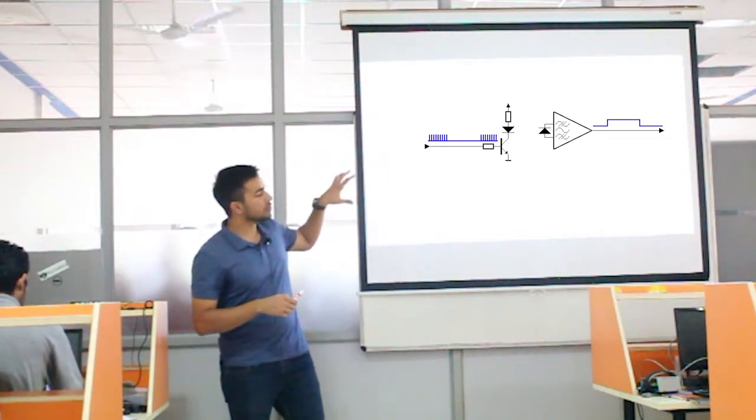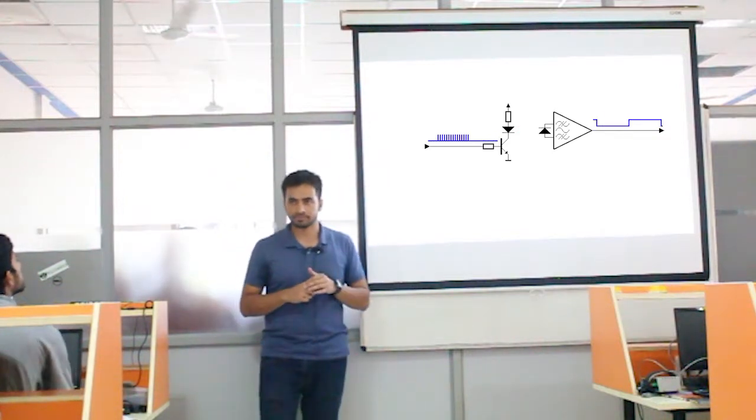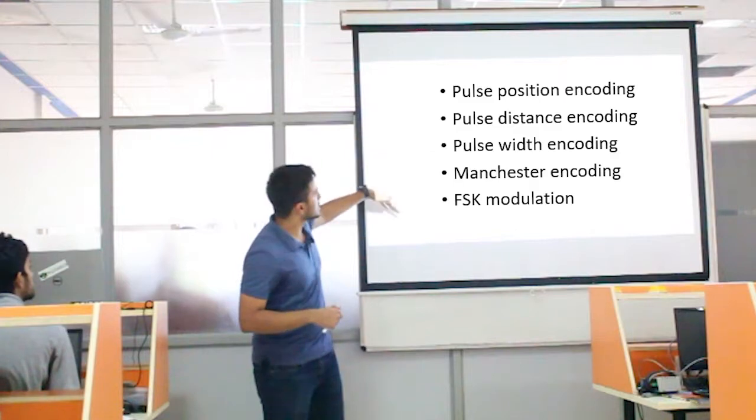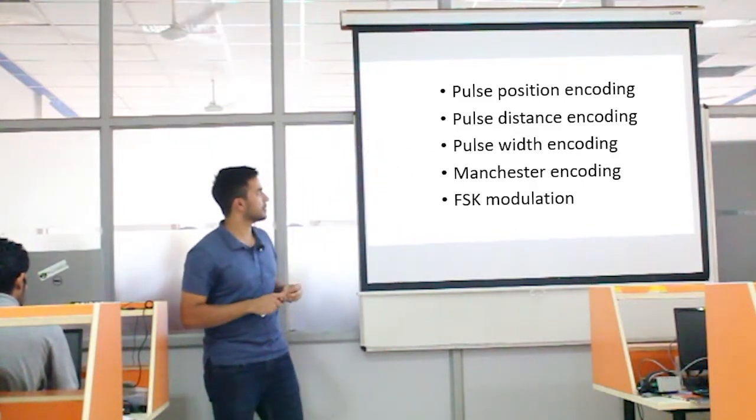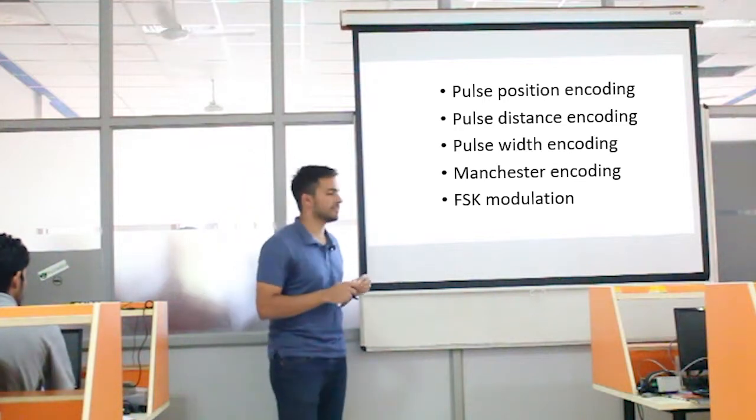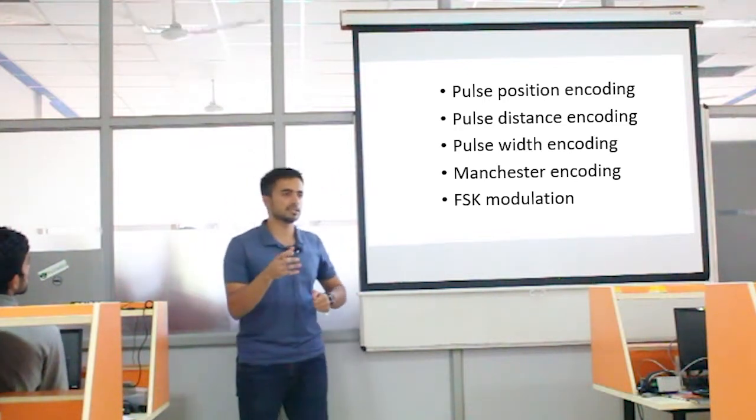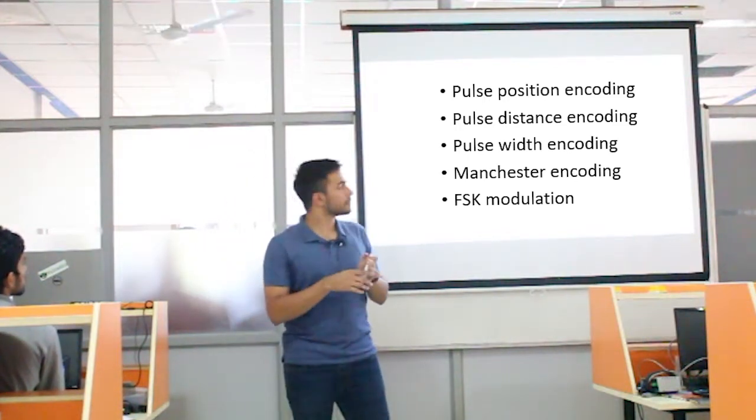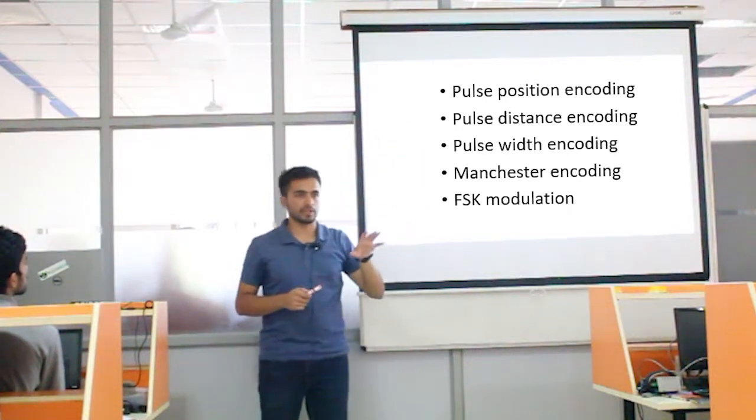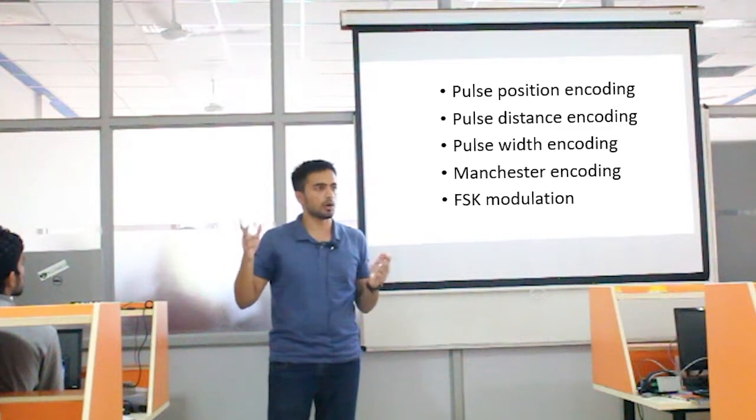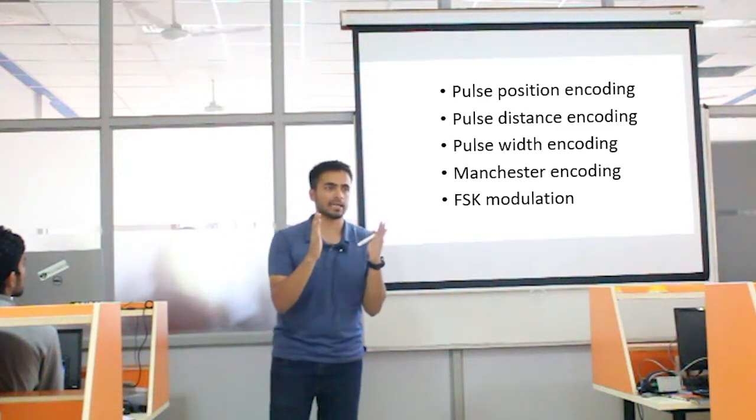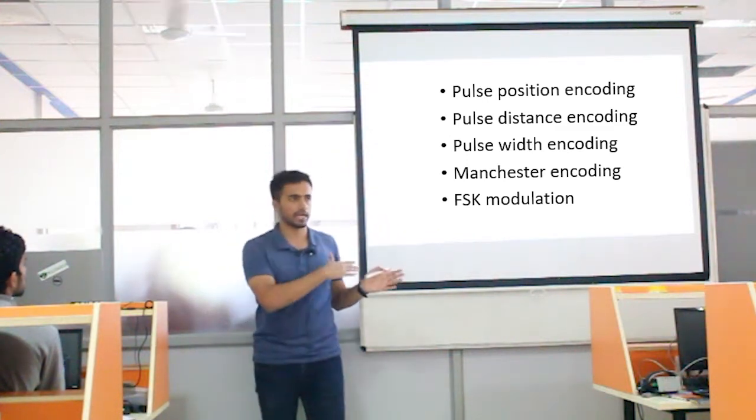Now I'll tell you how it works. We have to do a certain type of modulation, and there are various methods of doing it: pulse position encoding, pulse distance encoding, pulse width encoding, Manchester encoding, and FSK modulation. In pulse position encoding, for example, to transmit a 1, the IR LED is flickered at 38 kilohertz for some time, and that time is defined according to the protocol, which we'll look at next.